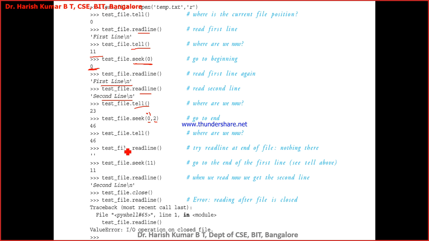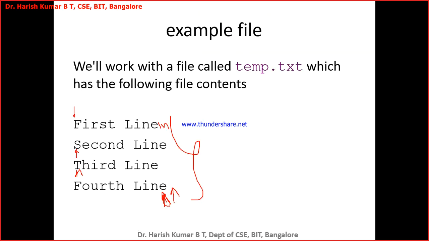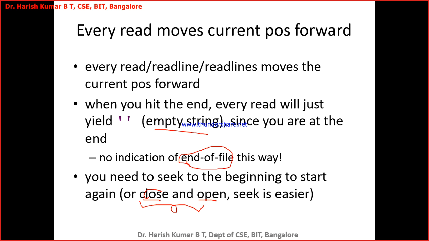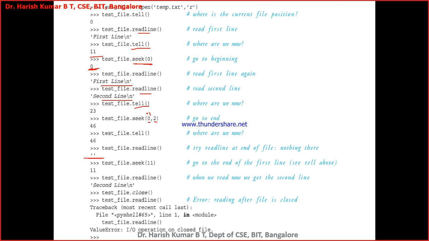Next I say tell, 46, and next I say readline. Nothing is there, because it is already pointing to 46, which is the last byte here, and after that I'm saying to readline. So nothing it prints. What it is returning is an empty string. When the end of the file is hit, it returns an empty string. Whenever an empty string is returned, you have to understand that you have reached the end of the file.